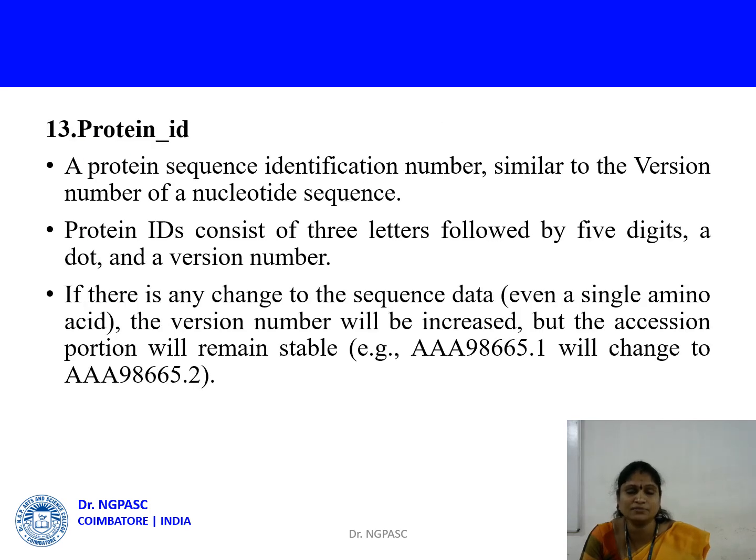So the next field comment is protein ID. A protein sequence identification number, similar to the version number of the nucleotide sequence, will be given. Protein IDs generally consist of 3 letters followed by 5 digits, a dot and a version number. So like this it will be represented. So AAA98665.1.